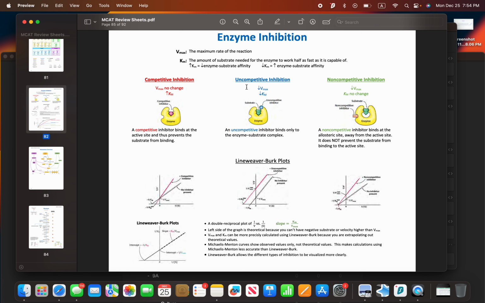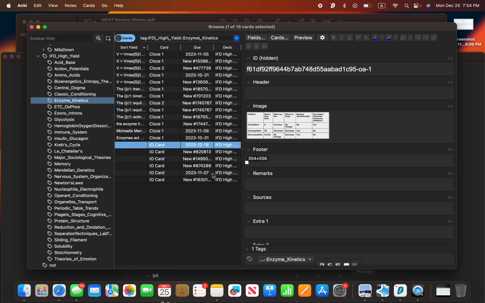Now back to uncompetitive inhibition. Why do Vmax and Km decrease? Well, a non-competitive inhibitor binds only to the enzyme-substrate complex. Now here there is a bit of factual difference between this document and the Anki cards here, I believe. So we will fact check everything here, just to be clear on everything.